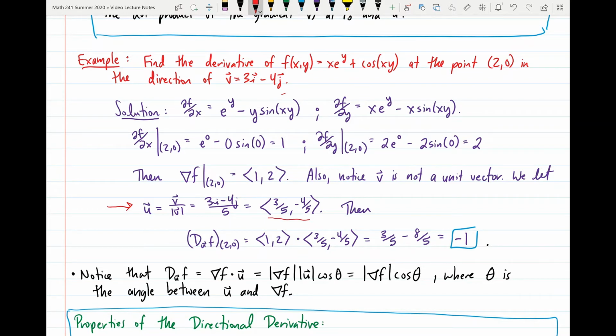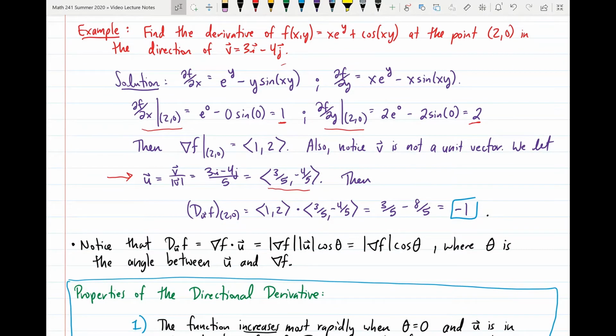So for the partial derivative with respect to x, we plug in 2 for x, we plug in 0 for y, and we end up getting 1 as the value. For the partial derivative with respect to y, again we plug in 2 for x, and we plug in 0 for y, and we end up getting 2 as the value. So now the gradient vector at the point 2, 0 is going to be equal to the vector with 1 as the i component and 2 as the j component.